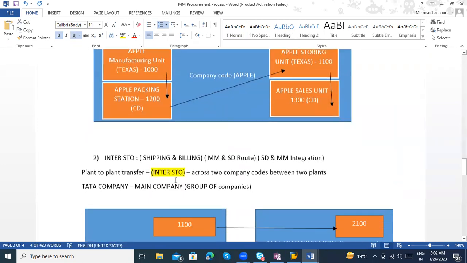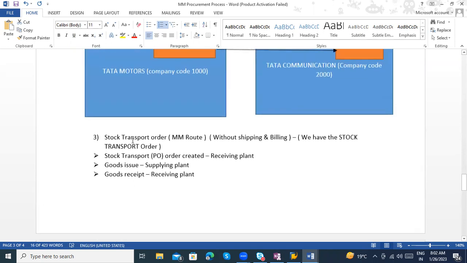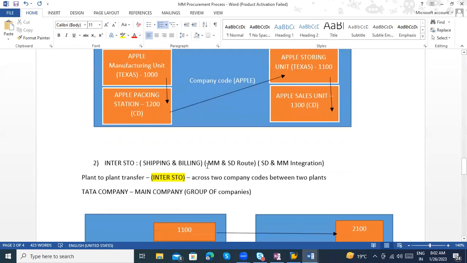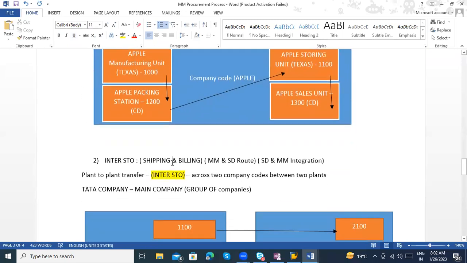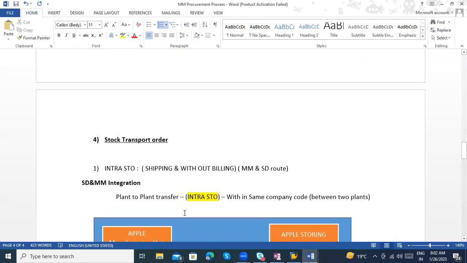Simply, if I say: transfer posting within a single screen, transfer posting with two-step procedure, stock transporter with route, stock transporter with shipping and without billing, and stock transporter with shipping and with billing. Clear? So this is the process. Now let's go to the next process.